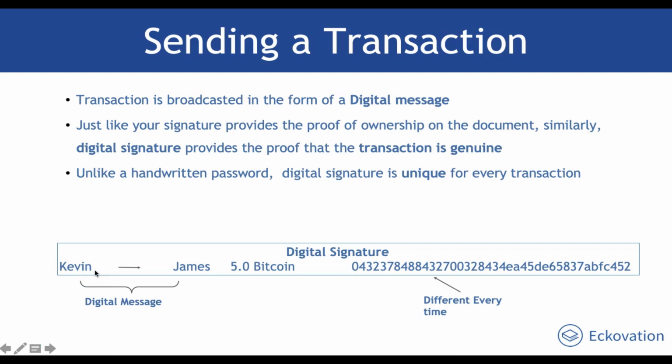So this is going to be a digital signature which Kevin is going to use his private key to create, and he's going to sign a message stating that Kevin is paying James 5 Bitcoin. Kevin's address and James' address will be mentioned, not their exact names. So this is about cryptography.